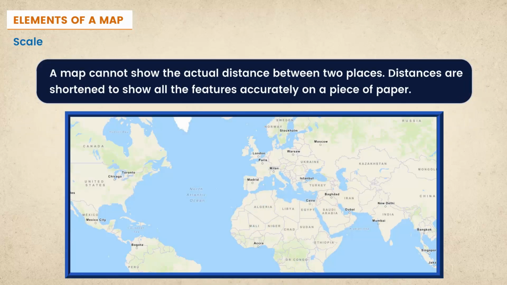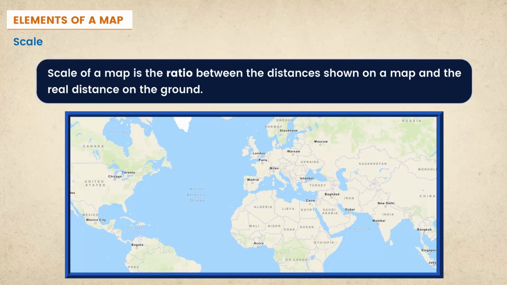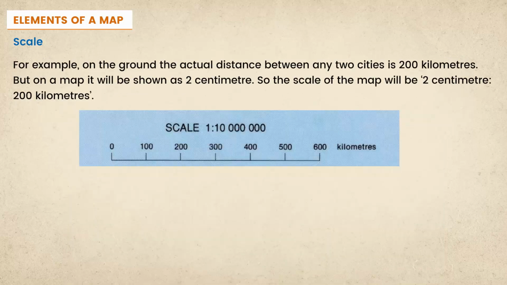Scale. A map cannot show the actual distance between two places. Distances are shortened to show all the features accurately on a piece of paper. That is why the maps are drawn according to a scale. But what is a scale? Scale of a map is the ratio between the distances shown on a map and the real distance on the ground. For example, on the ground the actual distance between any two cities is 200 kilometers.